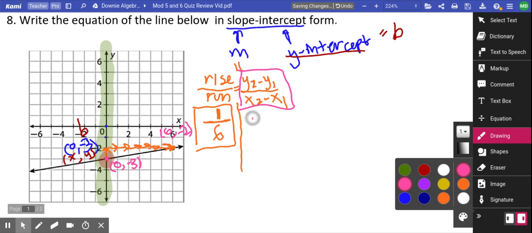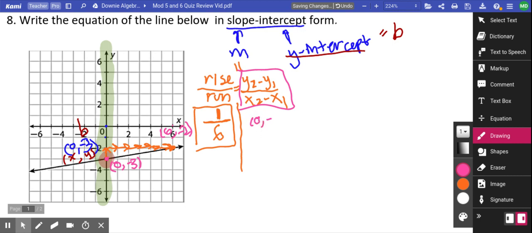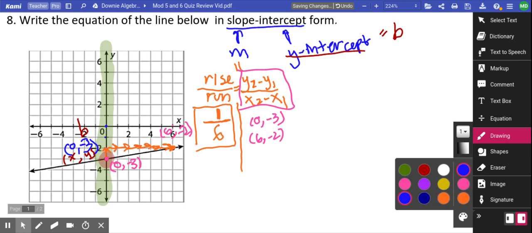So I have 2 points. I have 0, -3, and we have 6, -2. With these 2 points, we're going to label these x1, y1, and x2, y2. And I'm going to plug that into my original equation.